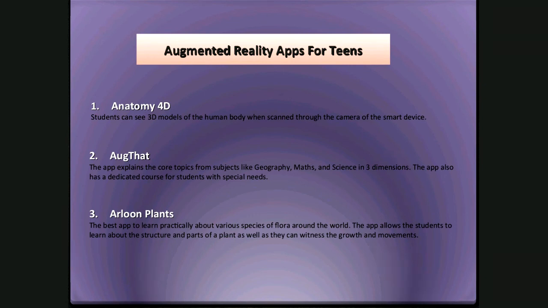And the last one is Arloon Plants. This app really attracted me. The reason is that it is the best app to learn practically about various species of flora around the world. Any kind of plantation, if you want to know how you can plant a tree and how it grows up with time, you can experience all these implementations in this app. Everything can be easily gone through with this app. And how it happens in the real world, you can have it in this app. That is Arloon Plants.